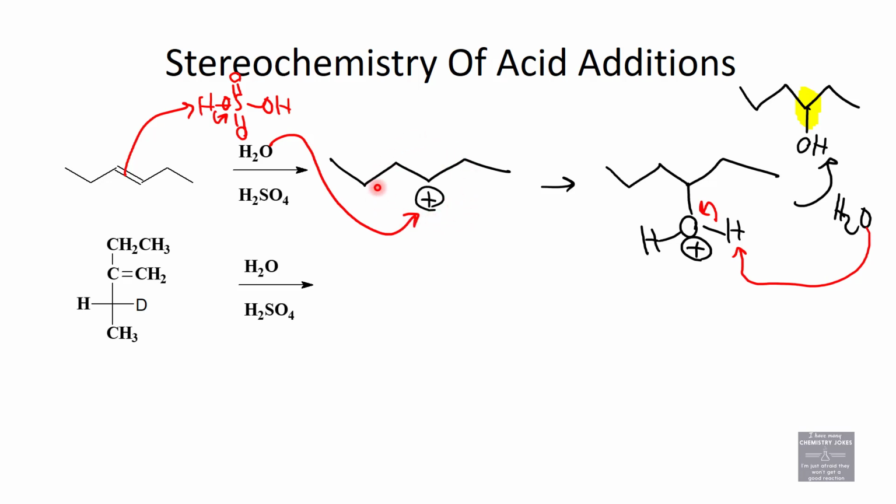and the mechanism went through a carbocation that's trigonal planar, which means when water attacked, it will attack from the top and the bottom. It will attack from both sides. So I should draw my product as the wedge OH and the dash OH.